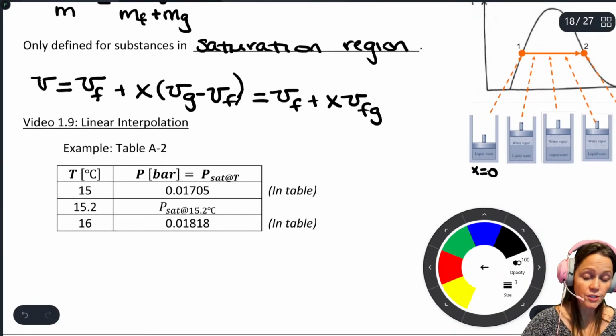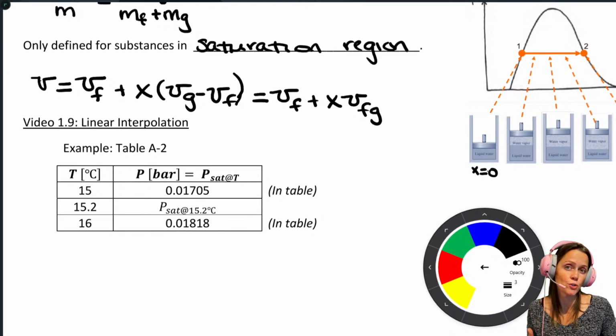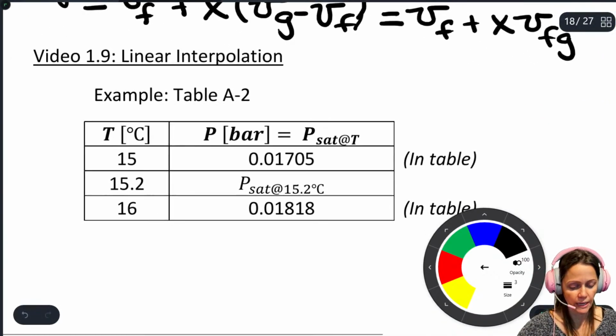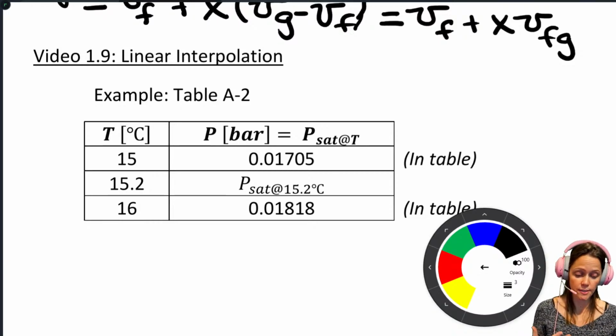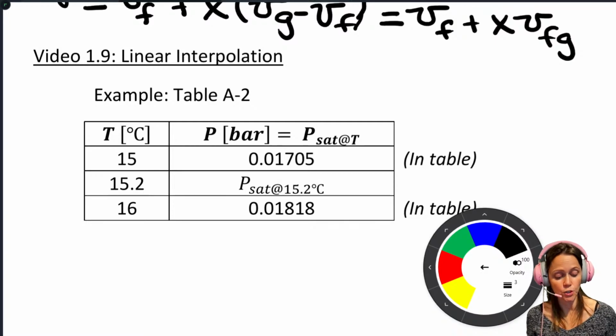All right, the next new concept to introduce is interpolation. We have all these tables with property data, but they're discrete values, right? Sometimes you're lucky and your value is right there on the table, but sometimes it's not, and you need a value between two values. The way that we're going to do that is linear interpolation.